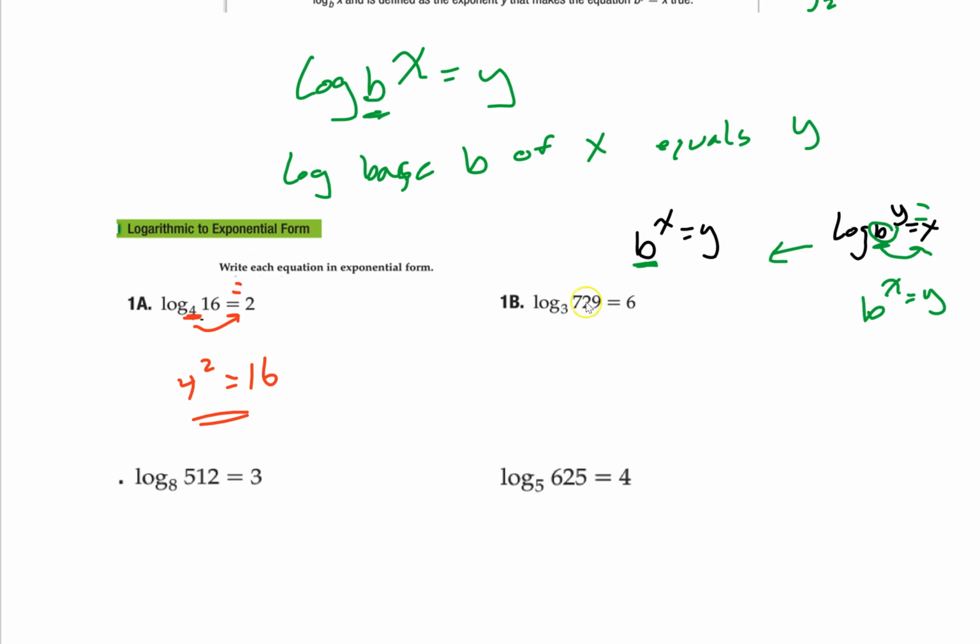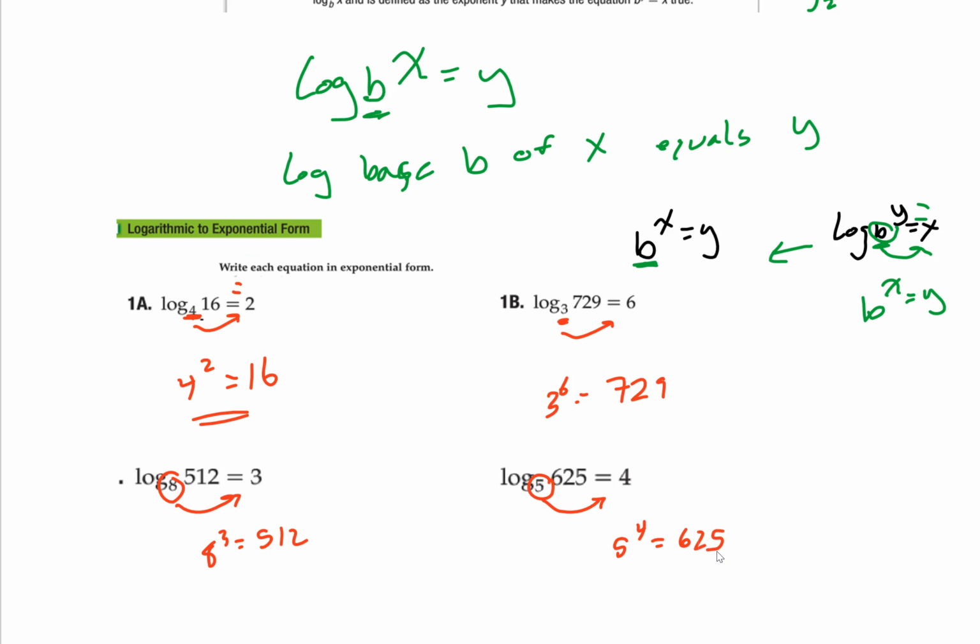So over here, again, let's find the base, 3. So 3 to the 6 equals 729. And you can double check that is true. Let's go on to these other two right here. 8's the base, 8 to the third equals 512. And finally right here, find the base, log base 5 of 625 equals 4. So 5 to the fourth equals 625. So that's how you go from log to exponential.